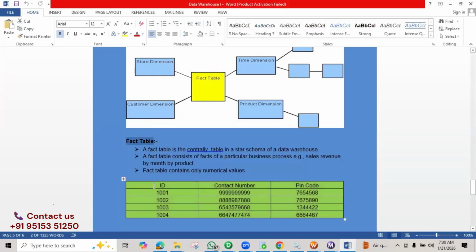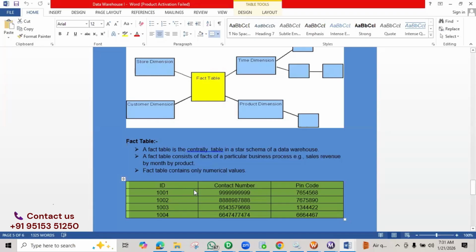So fact table is nothing but a centrally located table which will be available either in the star schema or snowflake schema. It will contain foreign keys, and it will contain only numerical values. Apart from numerical values, it will not contain any data. It is mandatory.